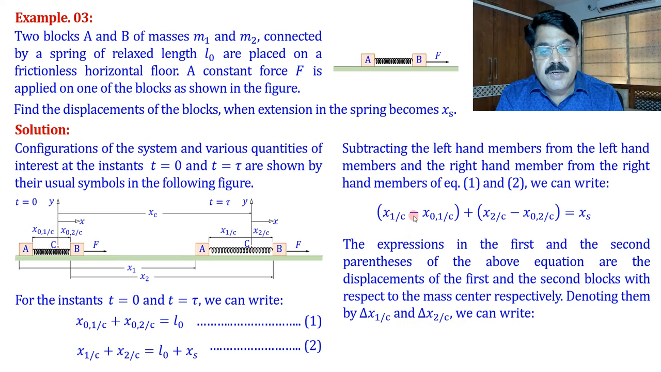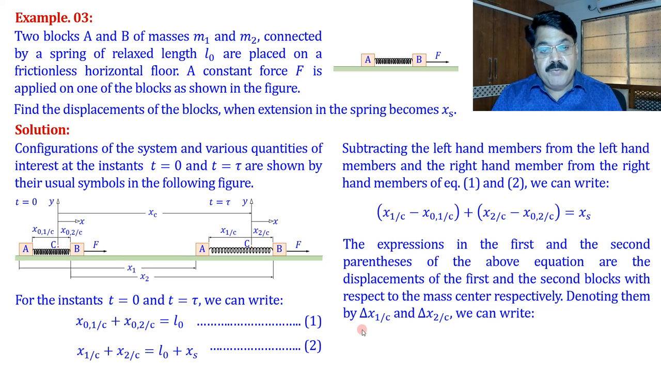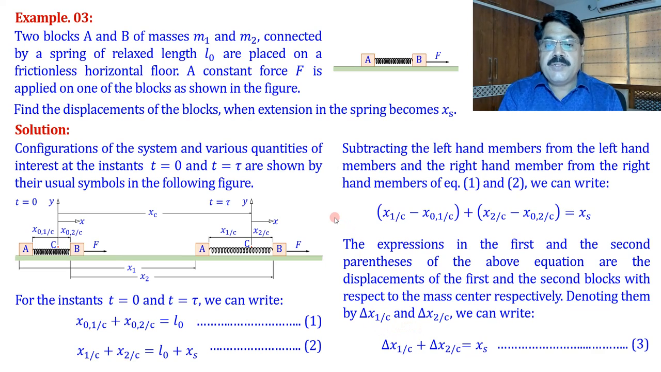Actually, this is the change in position of block A with respect to the mass center, and that is the change in position of block B with respect to the mass center. So they are displacements in the center of mass frame. We denote them by delta x1 with respect to C and delta x2 with respect to C. What we can write: delta x1 with respect to C plus delta x2 with respect to C is equal to xs. Let us call this equation number 3. Now let us proceed further.